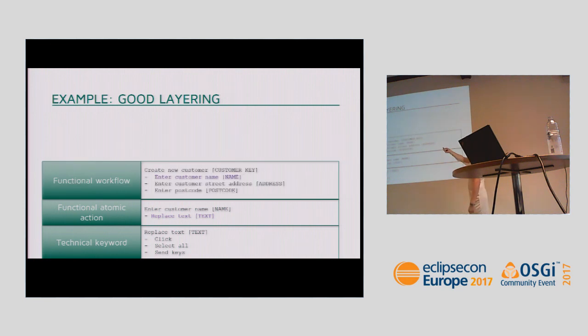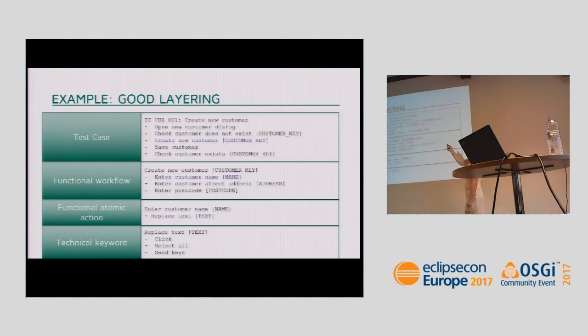A workflow might be to create a new customer. It reuses enter customer name. It also gives the address and the postcode. And the test case will have everything that we need. I'll talk about test case structure in just a second as well. So I get to where I need to be. I check that the customer does not exist. I will get to why this is important later. I do the thing I want to do, I save it, and then I check that the customer does exist.